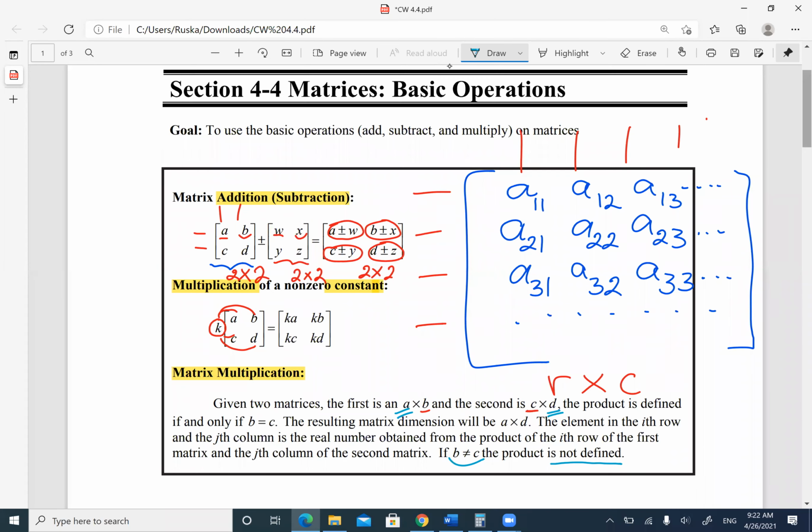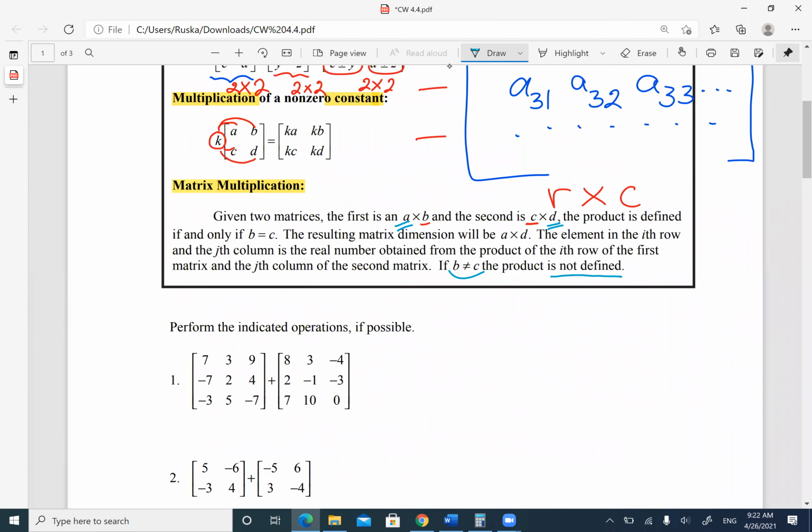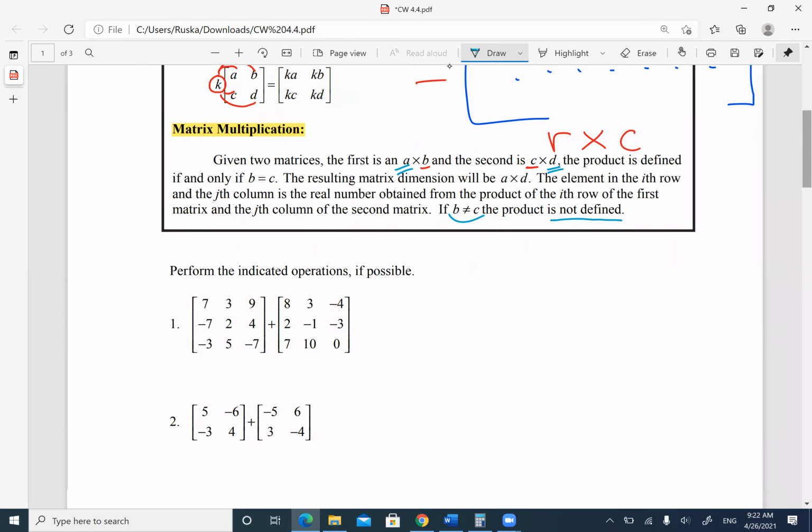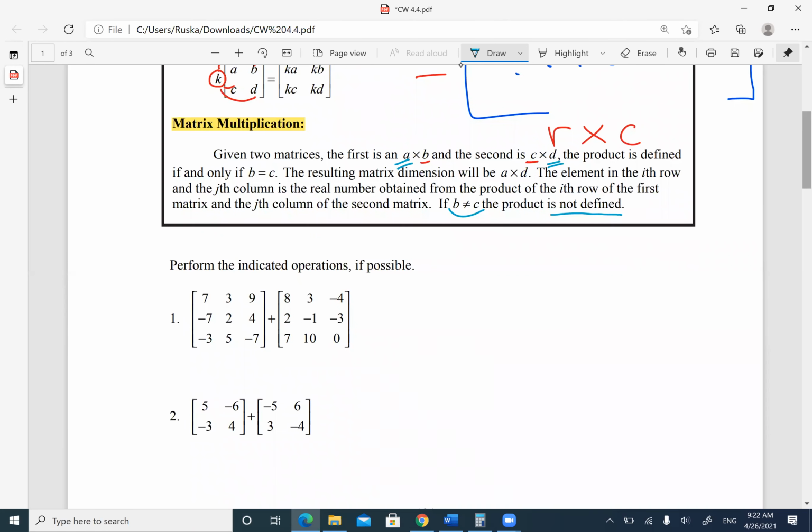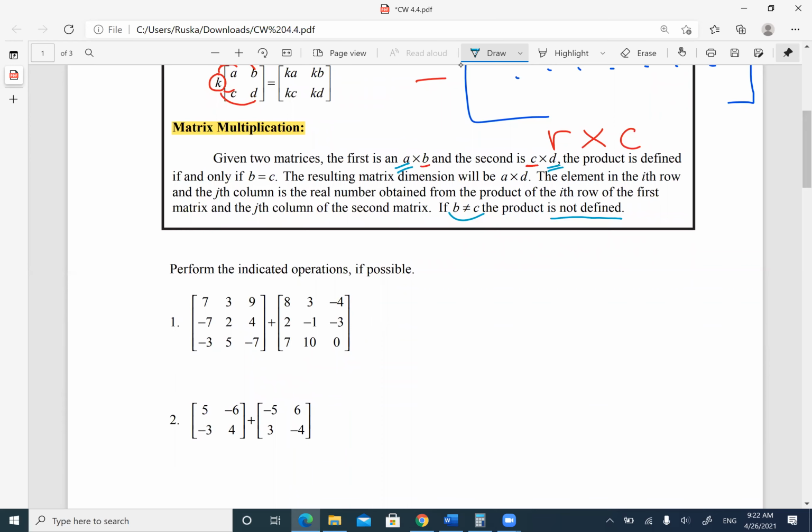I'm going to give you examples, and we're going to do all these operations. These are the rules, and we're just going to apply those rules. So these are pretty much the operations we're going to do today in class. Section 4.4 covers adding, subtracting, multiplying a matrix by a number, and multiplying two matrices. So let's start with adding and subtracting.